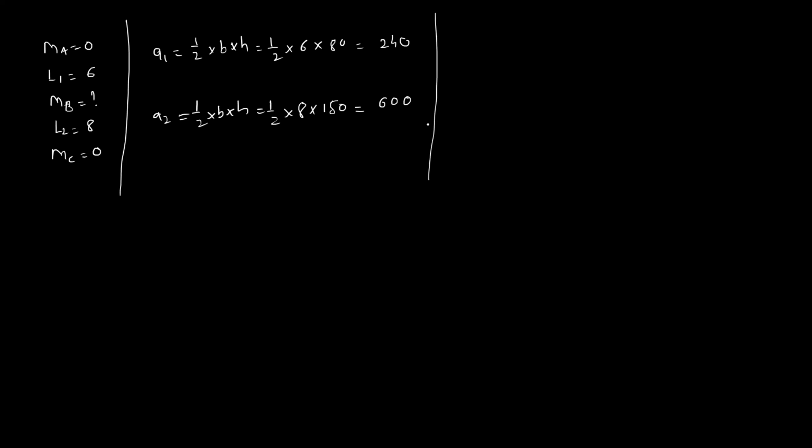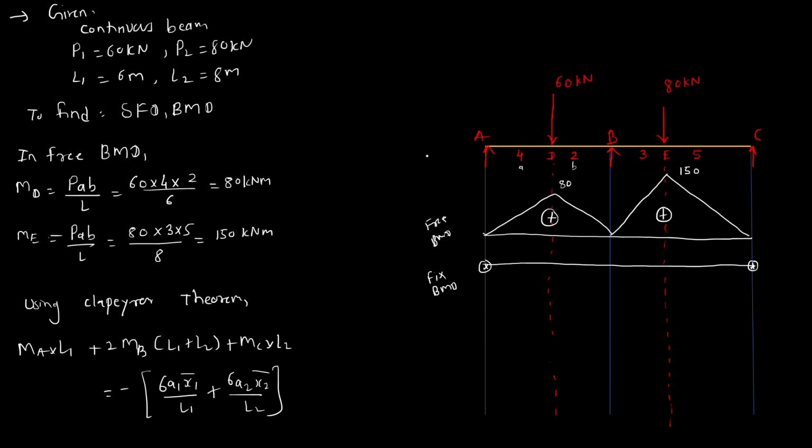Now the most important part is x1 bar and x2 bar. So pay attention here. This is the centroid for this triangle and this is the centroid for the other triangle. It is not at the exact location, it is at some other point. Now what is the distance of that centroid from this side? We denote it as x1 bar, and the distance of this centroid from C is x2 bar. So directly it is not 5. You have to find it by using the formula.